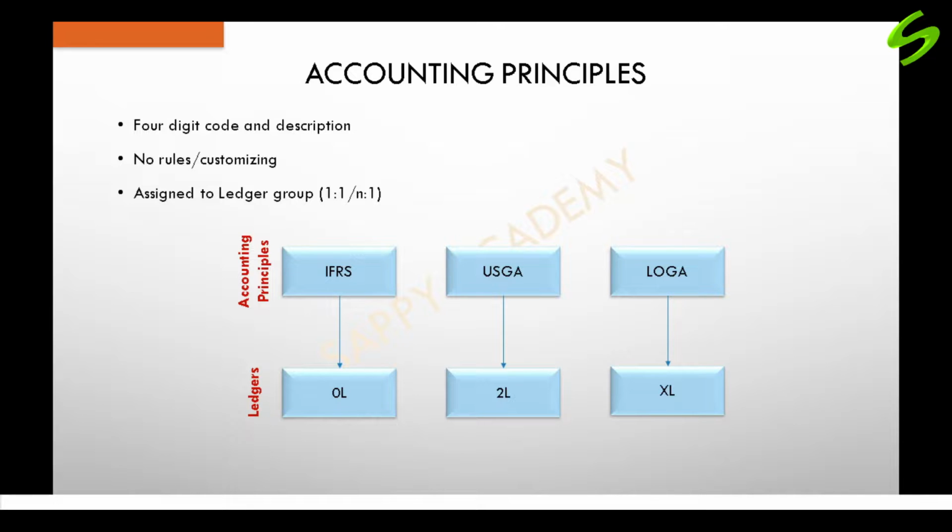Normally, one accounting principle is assigned to one ledger group, but multiple accounting principles can also be assigned to a single ledger group. We'll see this scenario in future sessions. In the diagram, you can see that we have different accounting principles, for example, IFRS, US GAAP, or local GAAP, and these are assigned to different ledgers, 0L, 2L and XL, for example.